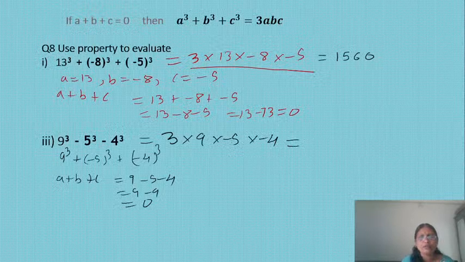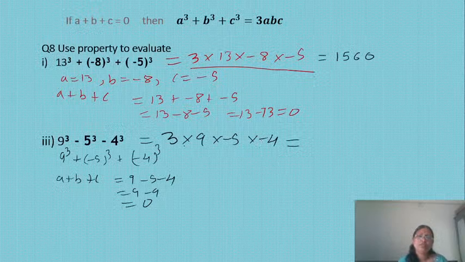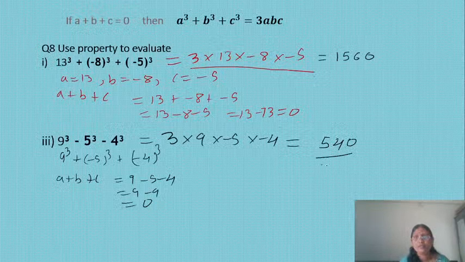So what is the product? 5 fours are 20, 20 into 3 is 60, 6 nines are 54, 540 positive. Did you get the same answer?